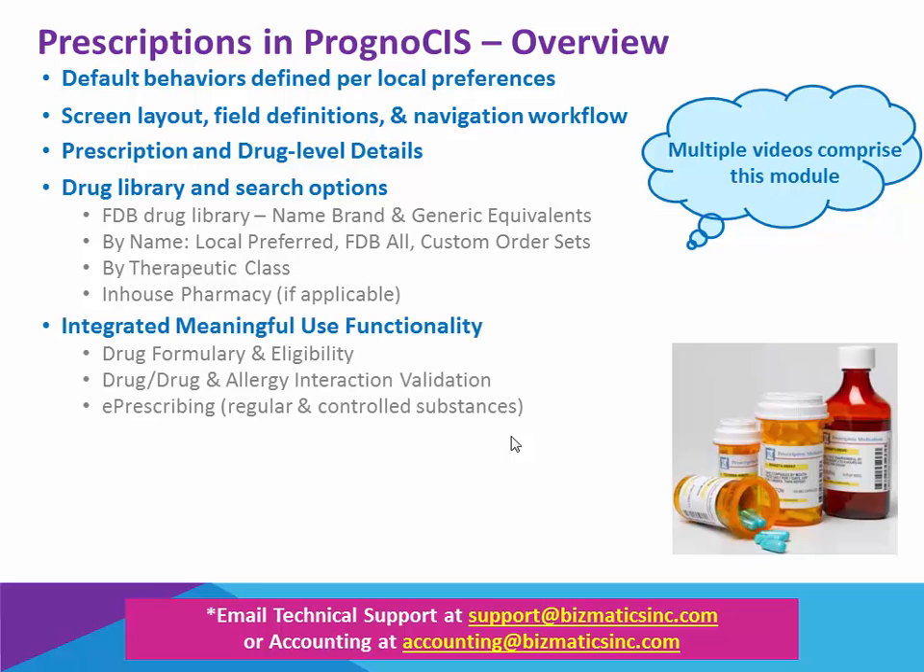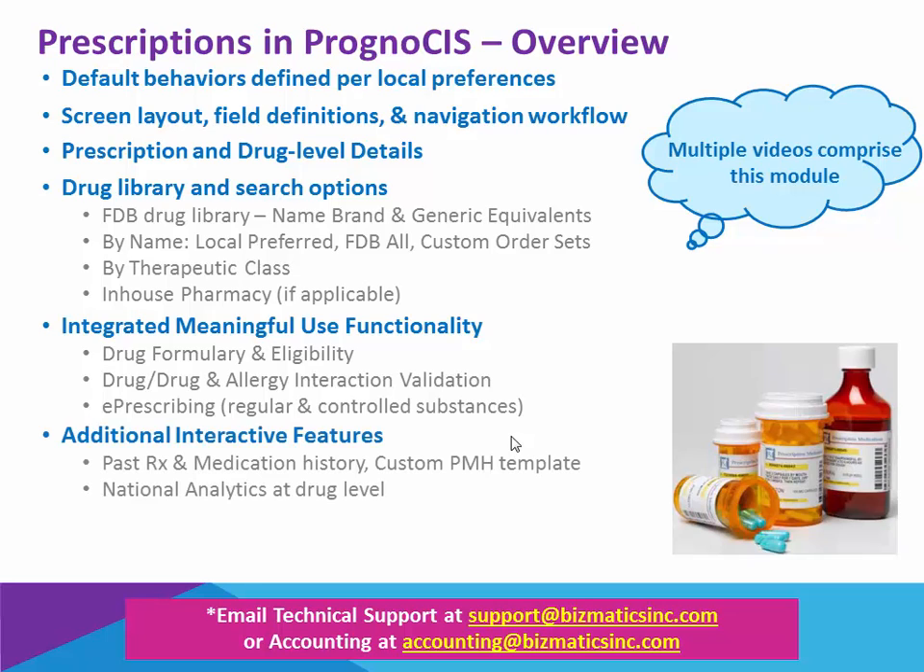The prescription module in Prognosis also includes integrated meaningful use functionality, such as drug formulary and eligibility checking, drug-drug and allergy interaction validation, as well as e-prescribing. In addition, there are other interactive features at the prescription level, such as accessing past prescription history, nationwide medication history of the patient, as well as designing a custom patient medical history template. Also embedded is a national analytics tool.